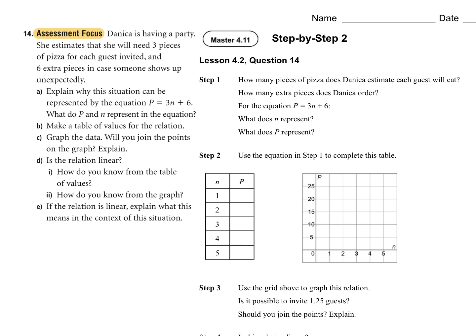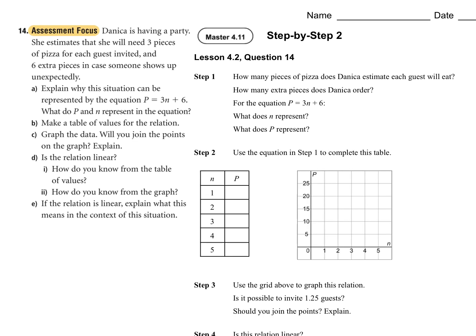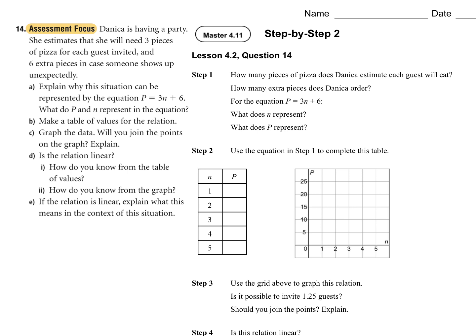Okay, so if we look up here, it says, Danica is having a party. She estimates that she'll need 3 pieces of pizza for each guest. So that's telling us we're going to need 3 times the number of guests. And 6 extra pieces in case someone shows up unexpectedly. So P would stand for pizza, the total amount of pizza we require. So if we look over on our step-by-step sheet here, we'll follow along.